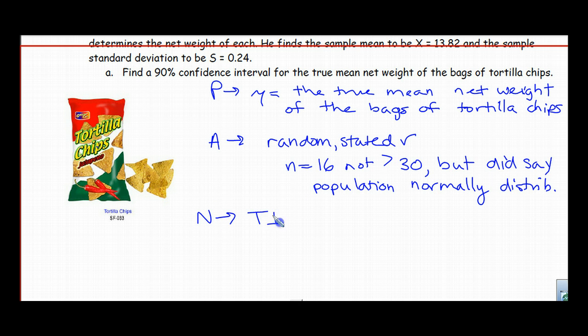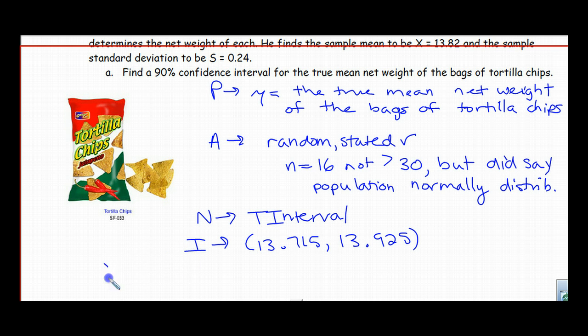My name should be T interval. This time, since we've done a few of these on the calculator, I want you to go to the calculator and come up with the interval yourself. Pause this video if you need to do that. You should be getting an interval of 13.715 to 13.925.